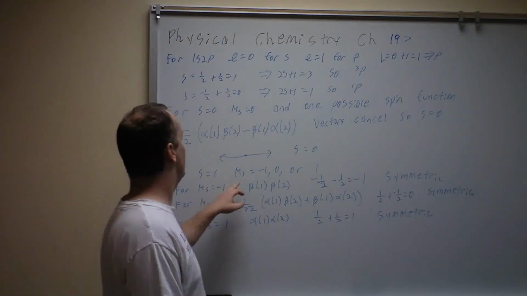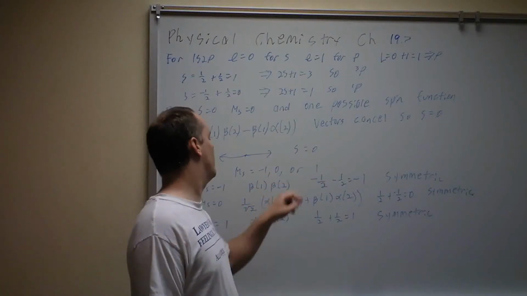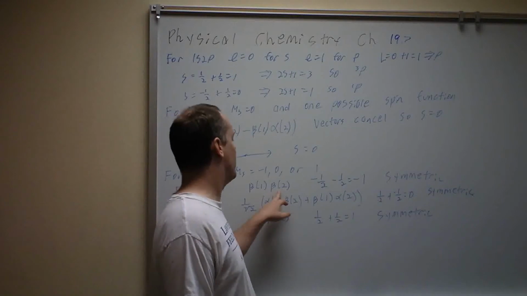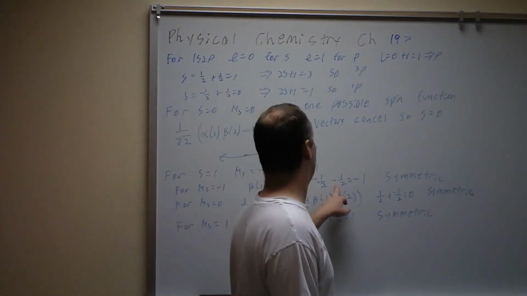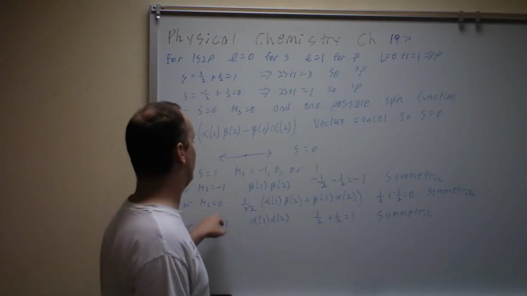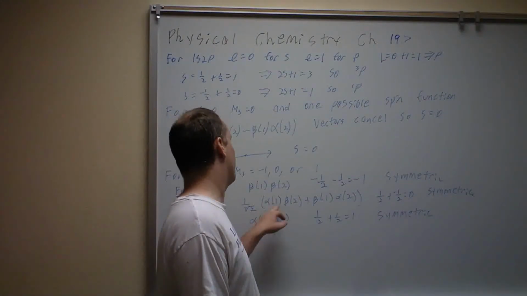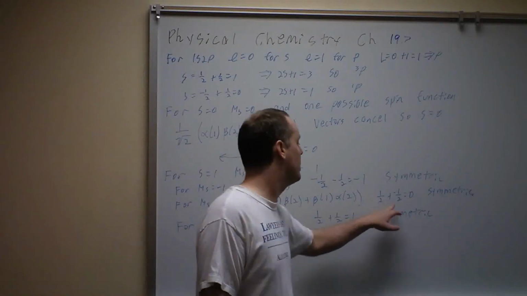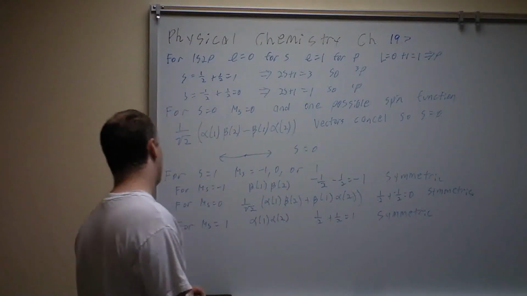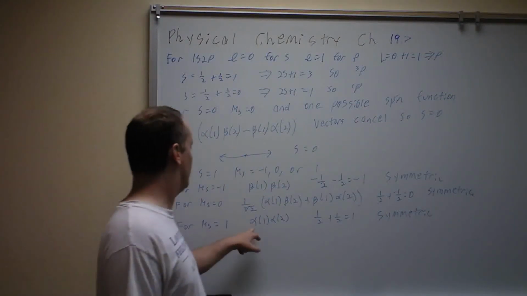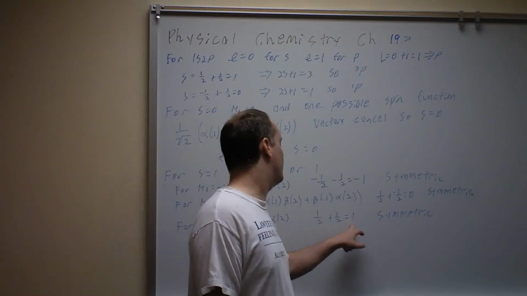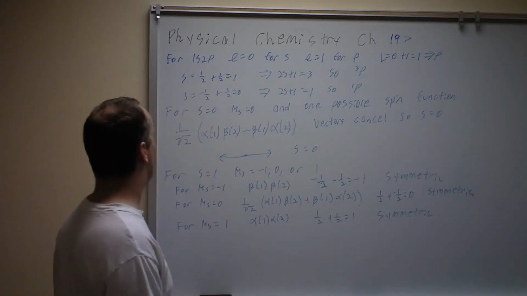Now for S is equal to 1, Ms is equal to minus 1, 0, or 1. So for Ms is equal to minus 1, you have the beta 1, beta 2. You're going to get minus 1 half, minus 1 half, that's minus 1, which is symmetric, obviously. And for Ms is equal to 0, that's 1 over the square root of 2 times alpha 1 beta 2 plus beta 1 alpha 2. That's 1 half plus minus 1 half, which is equal to 0. That's symmetric too, obviously. And then for Ms is equal to 1, we have alpha 1, alpha 2. And there you get positive 1 half plus positive 1 half is equal to 1. Also symmetric.